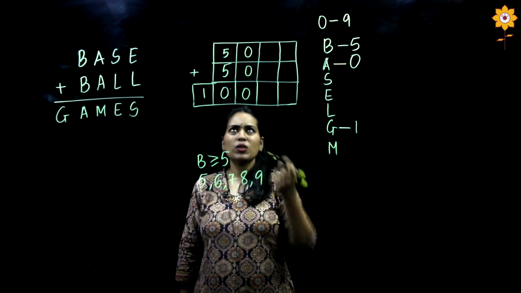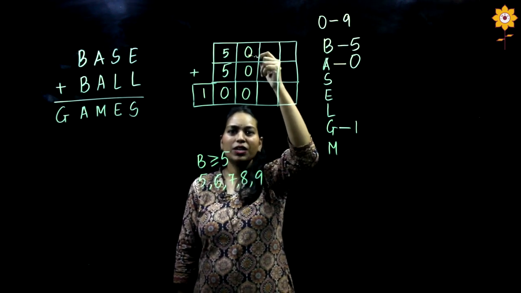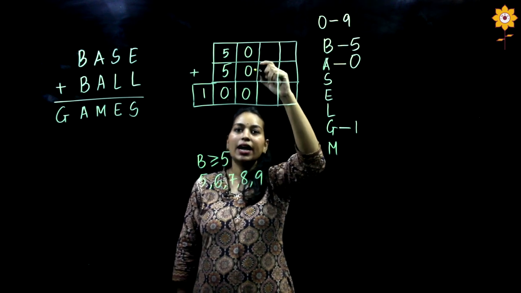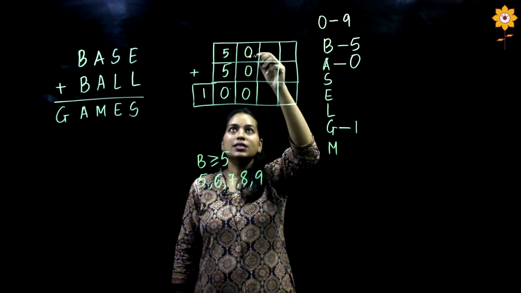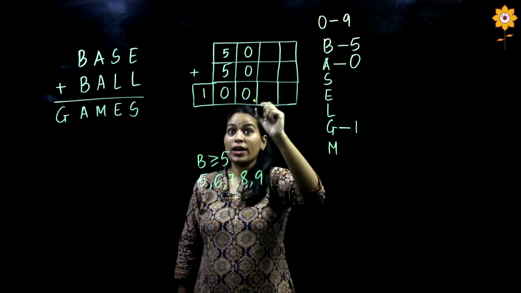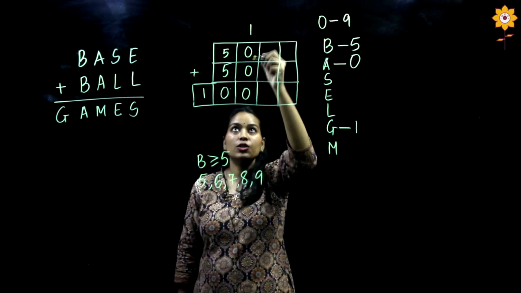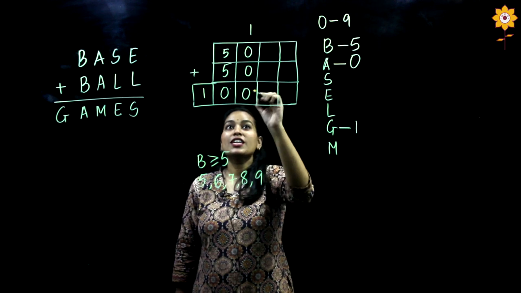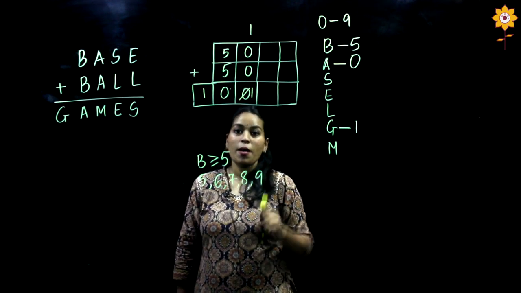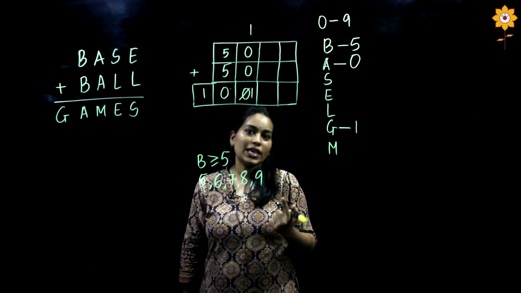There could have been a possibility that a carry was being generated, and then that carry gets added with 0 and results in 1. That can also be a possibility: a carry is coming, getting added with 0, and this will result in 1. But that can also not be the case. Why?